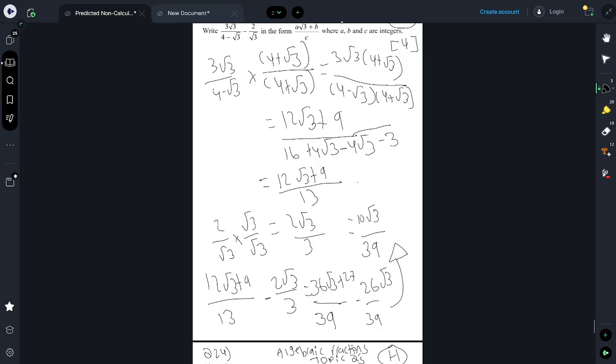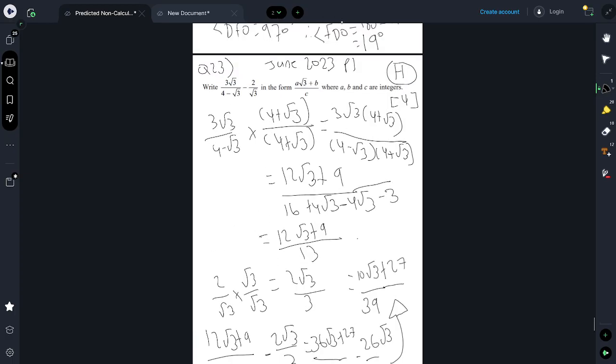36 root 3 minus 26 is 10 root 3, and then plus 27 minus, oh, it's just plus 27, right? There's nothing more immediately we can do here. Let's check our answer. It says we have to write it in the form a root 3 plus b over c. Well, it is in this form, isn't it? a is 10, b is 27, and c is 39. So that is our answer here.